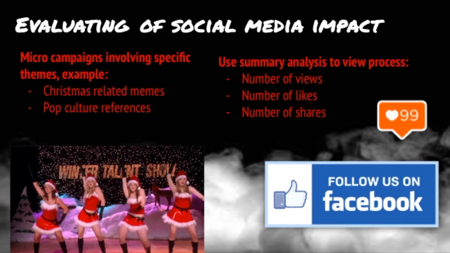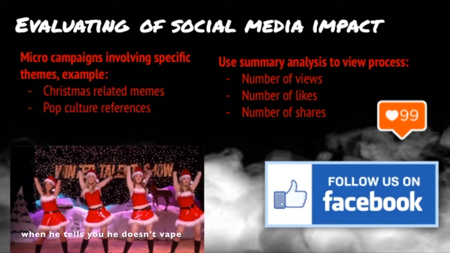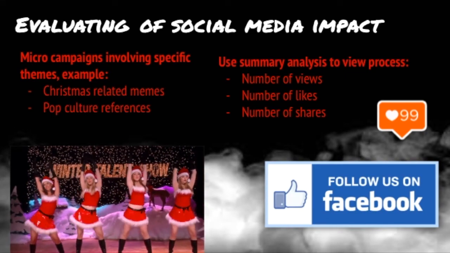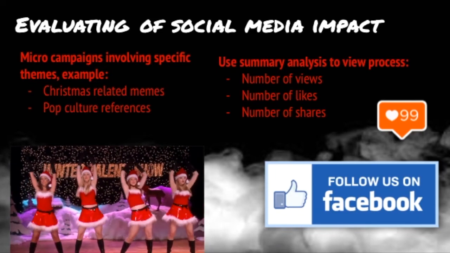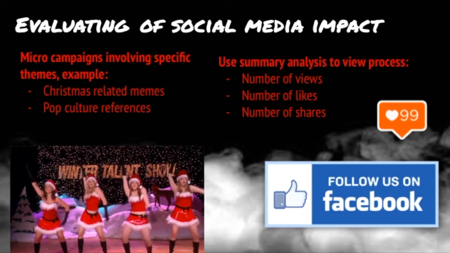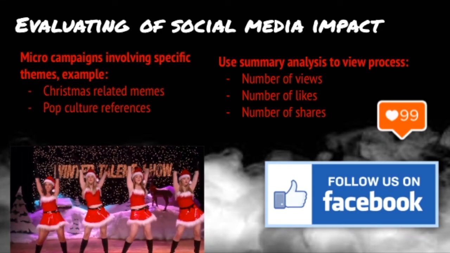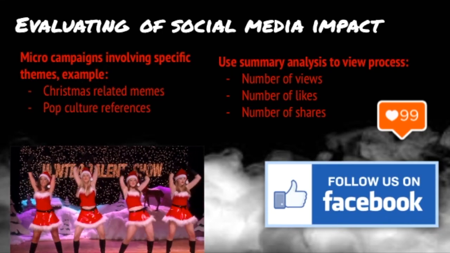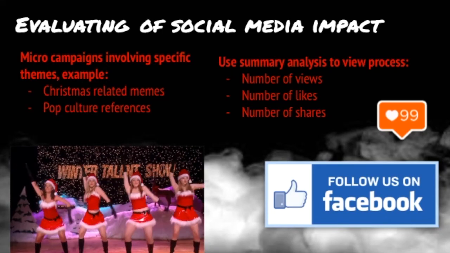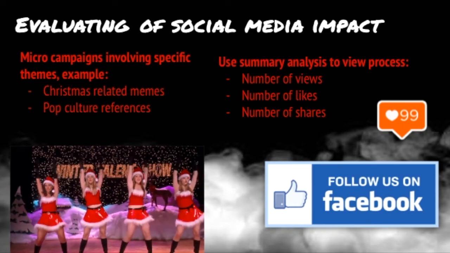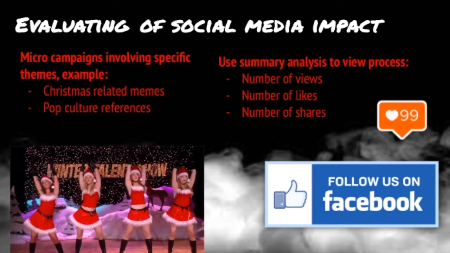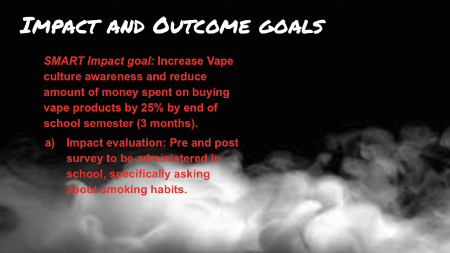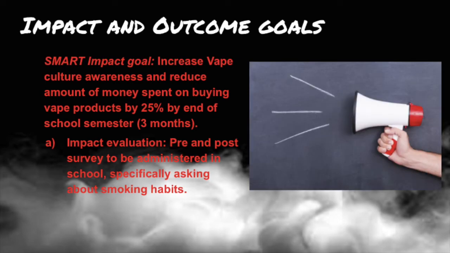To evaluate our social media impact, it breaks down as follows. We will have micro campaigns within our vaping cessation campaign involving specific themes. An example would be Christmas-related memes during the month of December, as well as pop culture references. Also, we will use a summary analysis to track the progress of the number of likes, shares, and views on our social media channels. For our SMART impact goal, we want to increase vape culture awareness and reduce the amount of money spent on buying vape products by 25% by the end of the school semester.